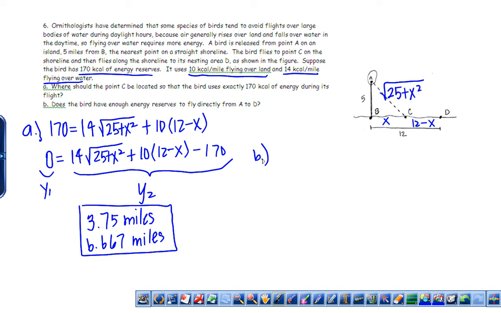B says, did the bird have enough energy reserved to fly directly from A to D? So like this. Oh, that's a nice triangle. So from A to D, this would be 5. This would be 12. That would be 13. So that would be all over the water. So that would just be 13 times 14, because that's his kilocalories. So that's 182 kilocalories. And he doesn't have enough because he only has 170 kilocalories. So I would say no.